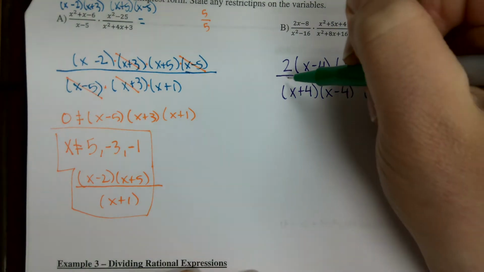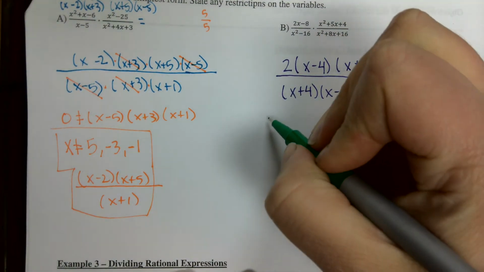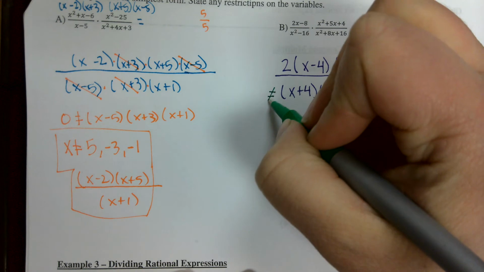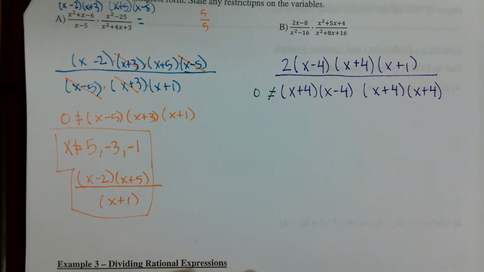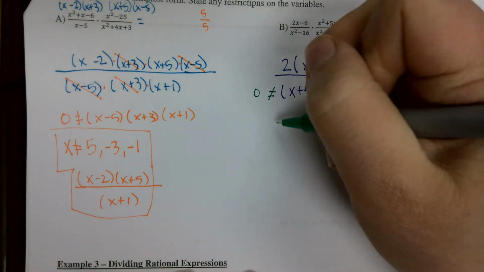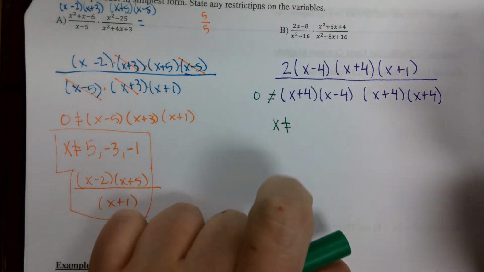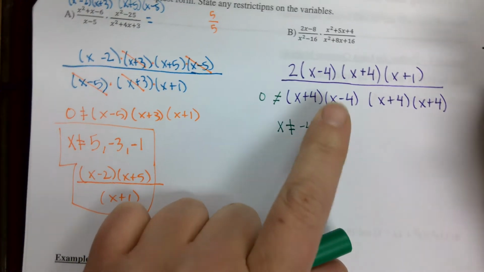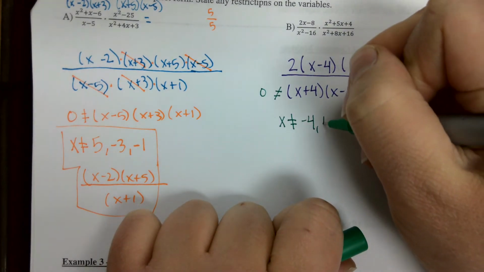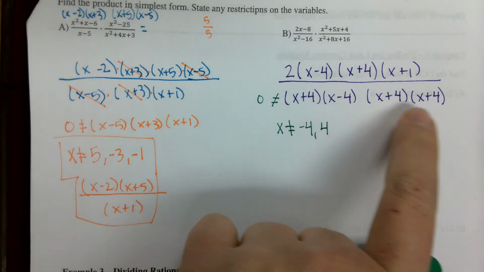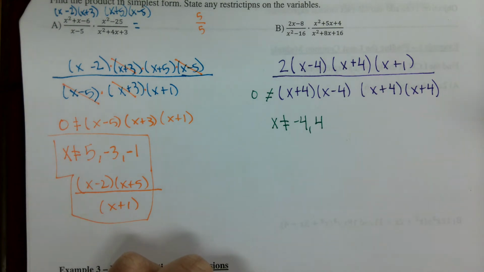This whole bottom portion cannot equal 0. So this whole thing cannot equal 0. So anything that would make that 0 is a restriction. So x cannot equal negative 4, because that would make that 0, positive 4. This would be negative 4, and this is negative 4. I don't have to write them more than once. You sure can if you want. I'm not going to mark you off on it, but I'm not going to write it more than once.